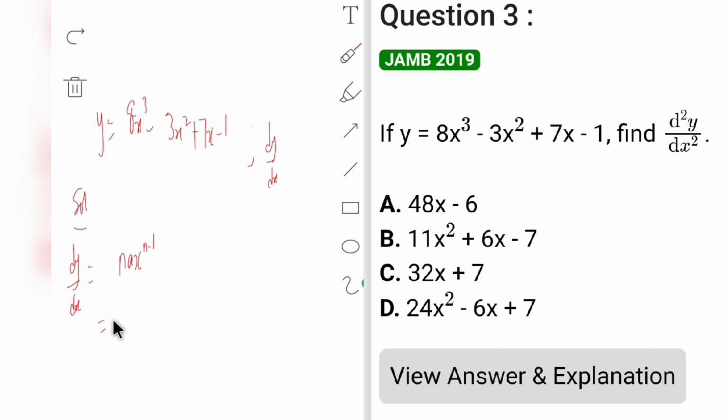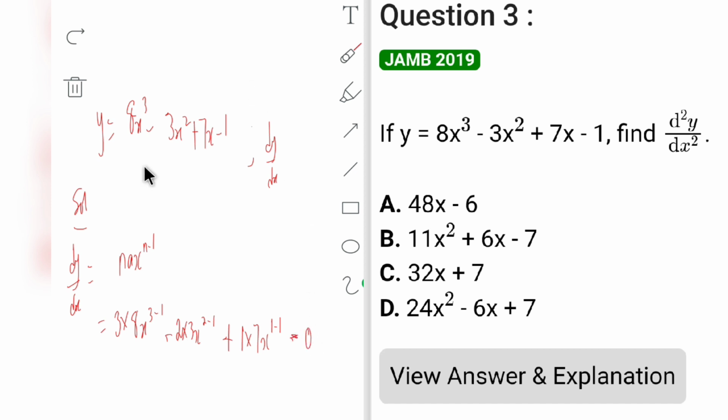So bringing it down here, we have 3 times 8, x raised to power 3 minus 1, minus, we have 2 here, so we have 2 times 3, x raised to power 2 minus 1, plus 7x raised to power 1, so that is 1 times 7, x raised to power 1 minus 1. And differentiation of a constant is 0.